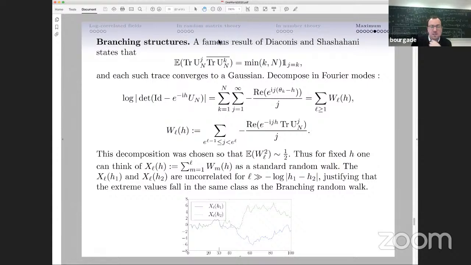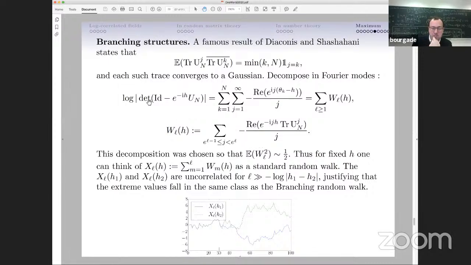Diaconis-Shahshahani tells us that you can calculate the expectation of traces of unitary matrices. And for different powers, they are always uncorrelated. And when you have the same power, the variance grows linearly in K up to some saturation at N. In particular, the variance is of order K. So if you Taylor expand the log of the determinant in Fourier series, this is what we did with Arguin and Belius, and you package all of these increments into random variables which are of order one, and that can tell us what is a good packaging that we should do here to get a variance of order one.